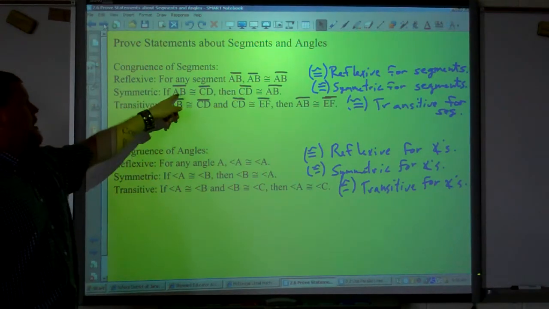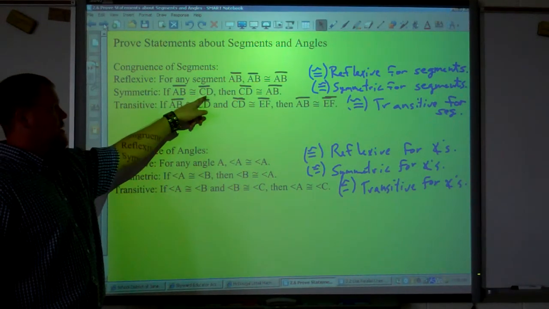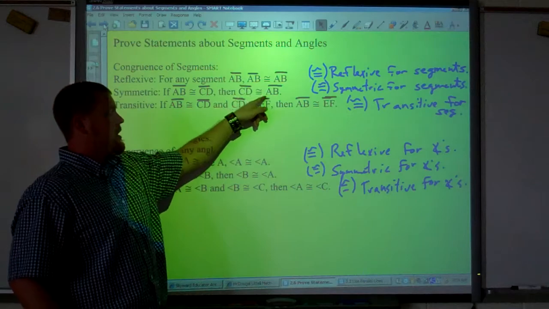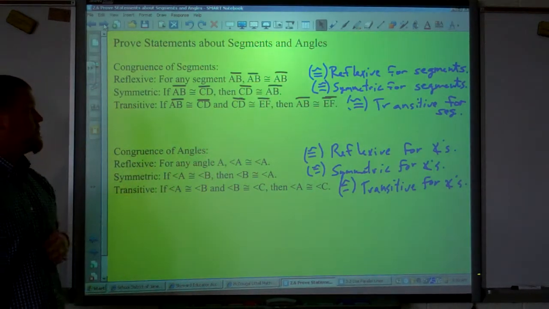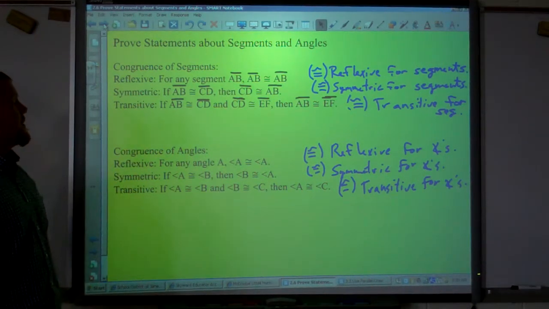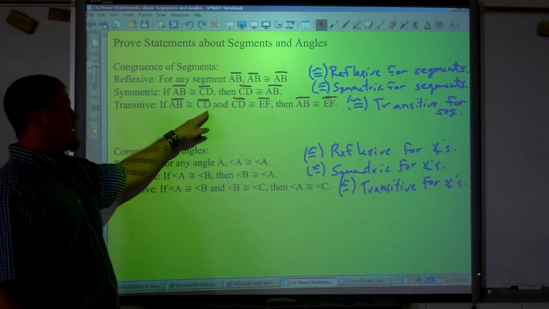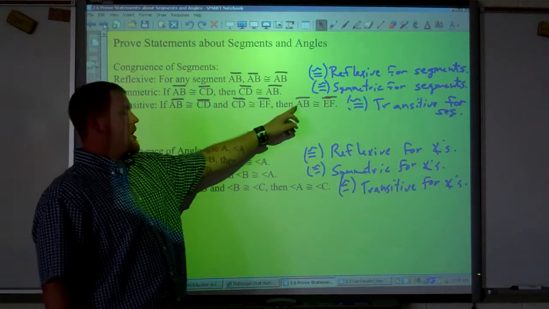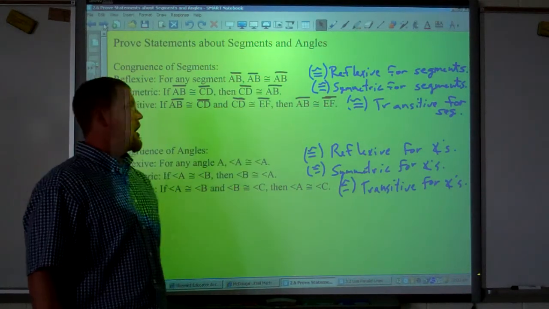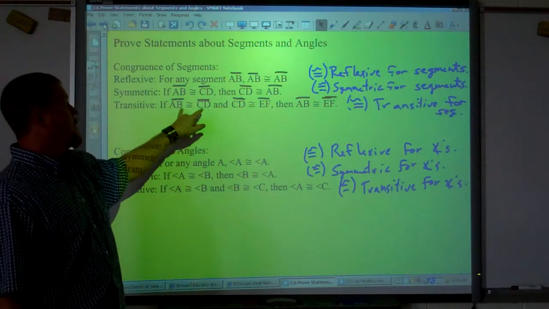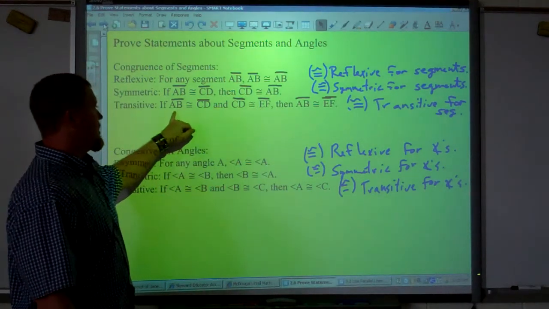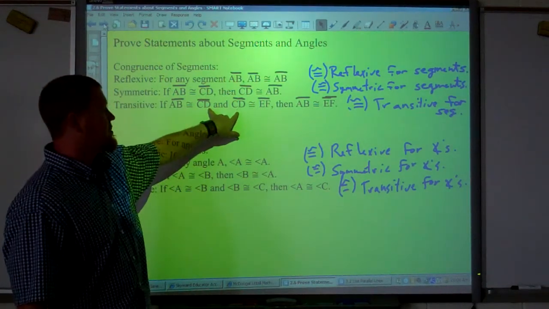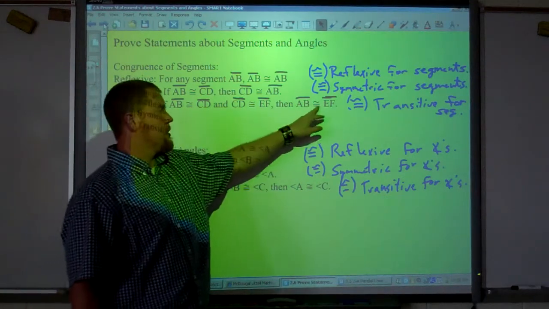Symmetric, if segment AB is congruent to segment CD, then segment CD is congruent to segment AB. That's where we switch them. Transitive, if segment AB is congruent to segment CD, and segment CD is congruent to segment EF, then segment AB is congruent to segment EF. Two unlike things, segment AB and segment EF, are congruent to the same segment, therefore they're congruent to each other.